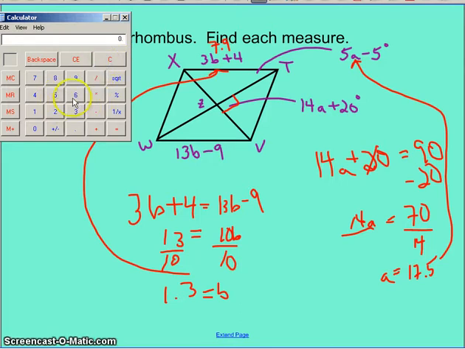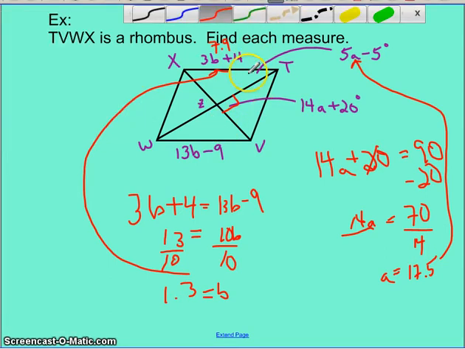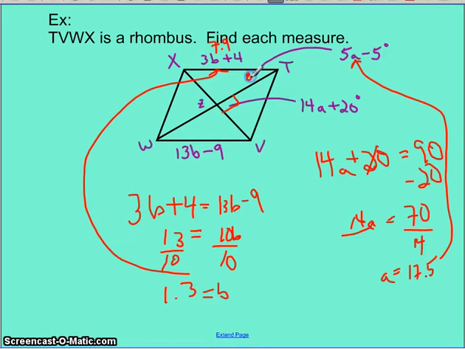So let's clear. Let's go 5 times 17.5 equals, and then we gotta subtract 5 from that, 82.5. Alright, so we got a double 82.5, so that's 165 for the big angle.